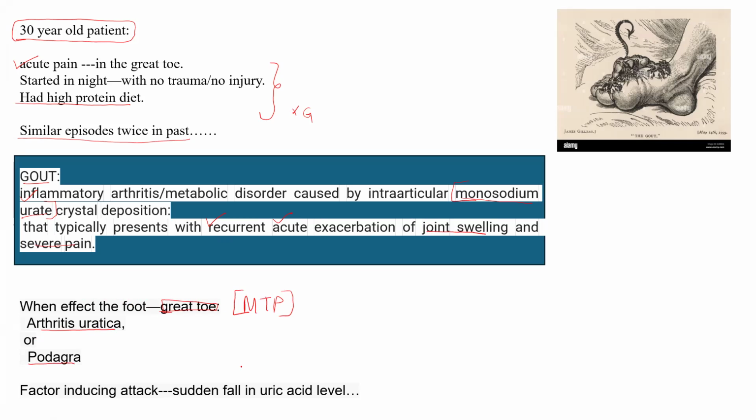The inducing factor for the acute attack of gouty arthritis is a sudden fall in the uric acid level. It's a sudden fall in the uric acid level. This point is important because it's not a sudden rise in the uric acid, it's a sudden fall in the uric acid, which results in the presentation of gout.